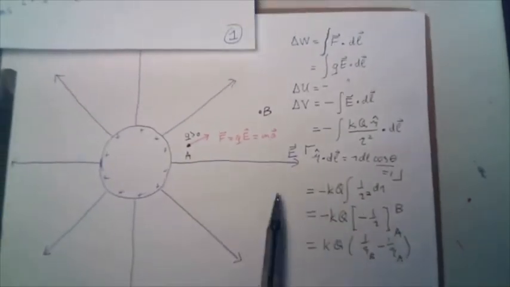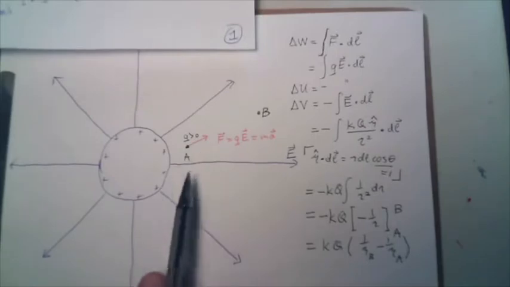Question, why is that cosine 0? Because the path and R vector are in the same direction.